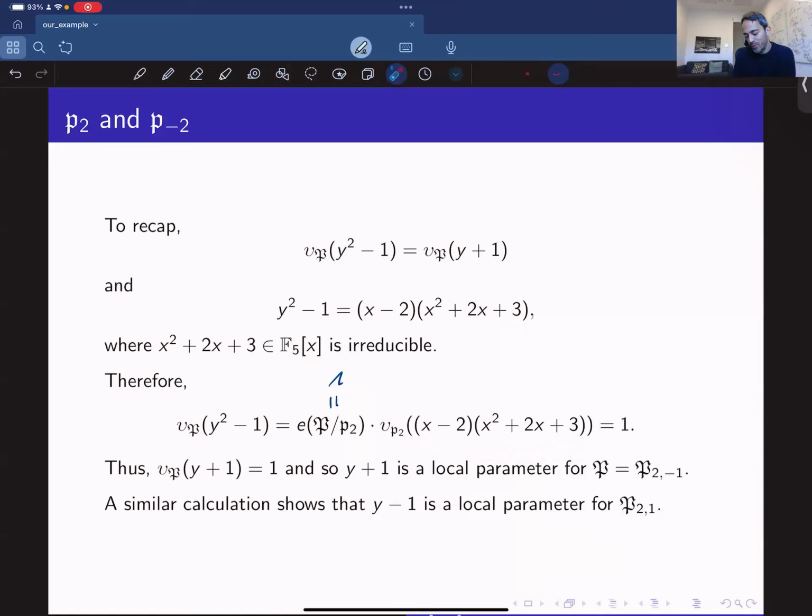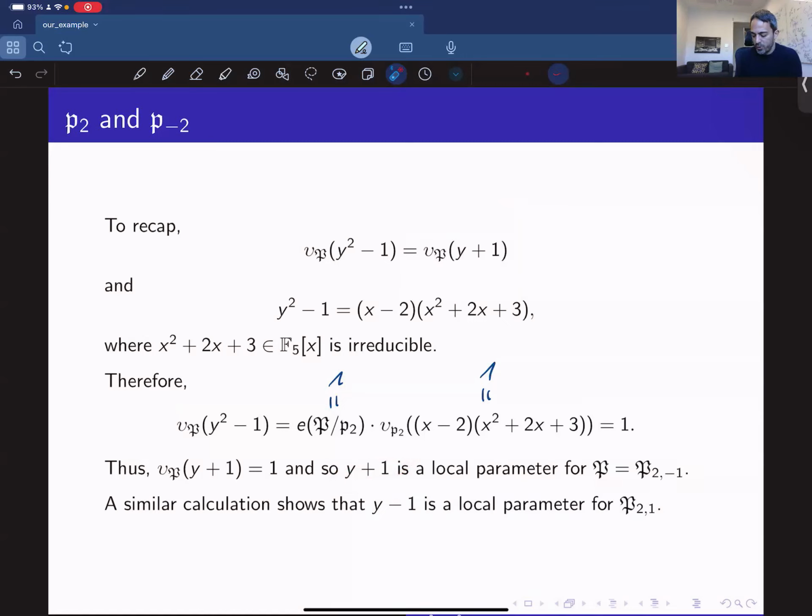And the valuation of this expression at small P2 is just 1. Because, in the rational function field, the valuation of P2 is defined by how many factors of x minus 2 divide the polynomial or the rational function that you look at, worrying about signs, plus or minus. Here x minus 2 is one such factor, and the other is irreducible, so it has nothing to do with that. So there is only one factor of x minus 2 that divides your function, making this thing equal to 1. So 1 times 1 is 1. And so the valuation of y squared minus 1, which is the valuation of y plus 1 that we care about, is 1. And so we see that y plus 1 is indeed a local parameter of this point.